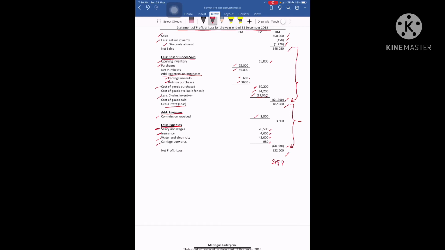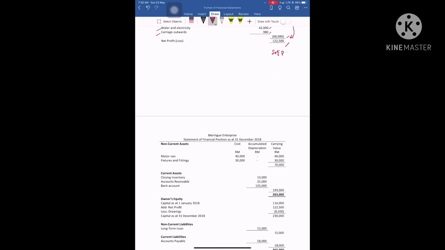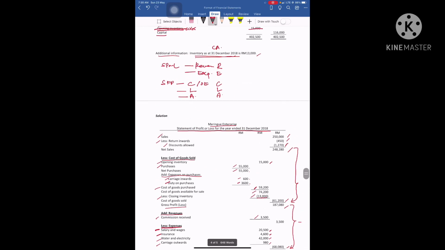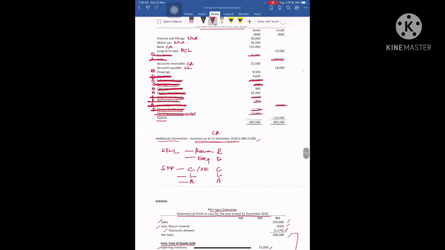Alright, so next what we have to prepare is our company Marine Enterprise's statement of financial position as at 31st December 2018. The first thing we have to put in is our non-current asset. And please do remember our non-current asset, we should have cost, accumulated depreciation, and lastly our carrying value. If we move back to the top of our question, what we have in our non-current asset is fixtures and fittings of 30,000, and then motor van, 40,000.